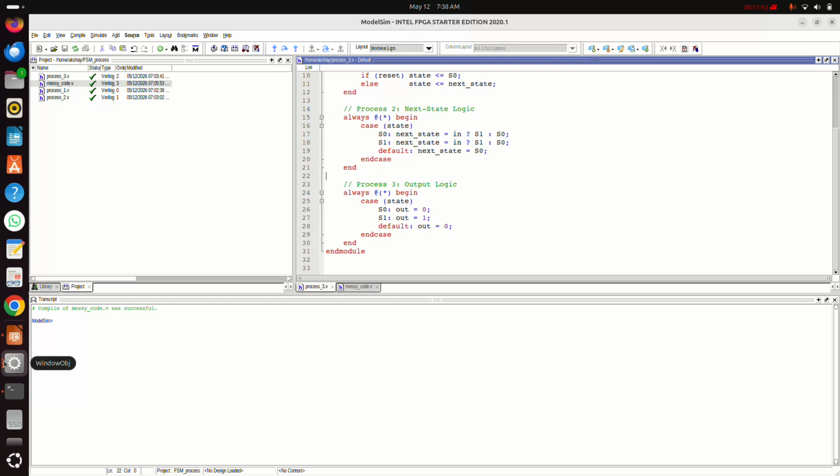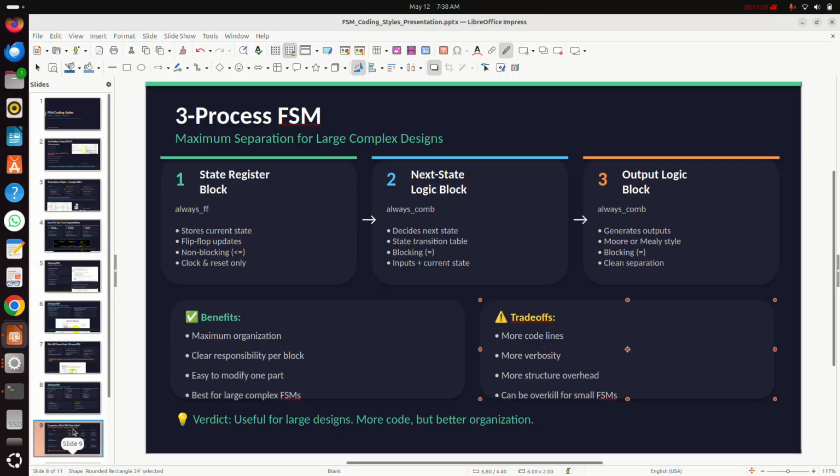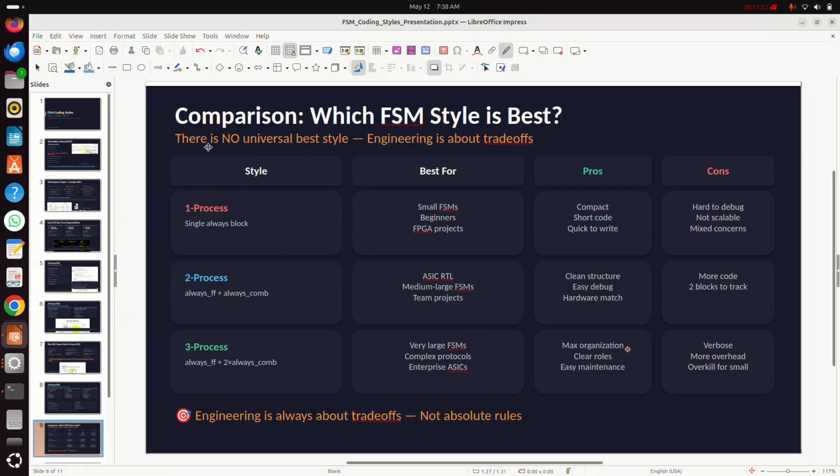This is the reason why all three processes matter. Here is a comparison table of which FSM style is best and when you have to use which style. You can read it.